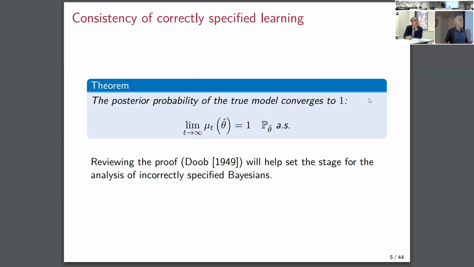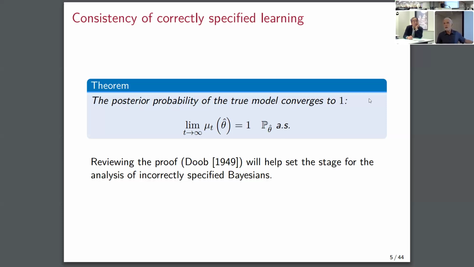Okay. Theorem. The posterior probability of the true model converges to one almost surely. So the limit as t goes to infinity of the probability the agent gives to the state theta hat is one, almost surely with respect to the true data generating process. Okay. So this is an old result, due to Doob from 1949.